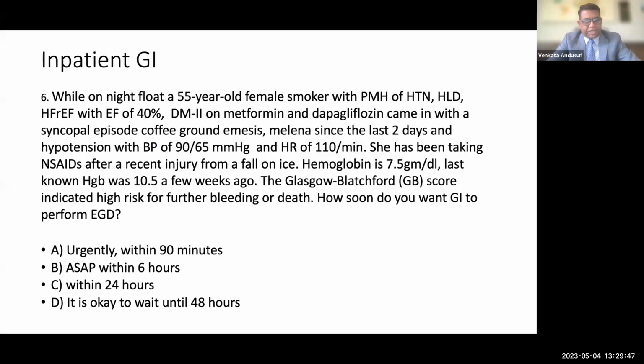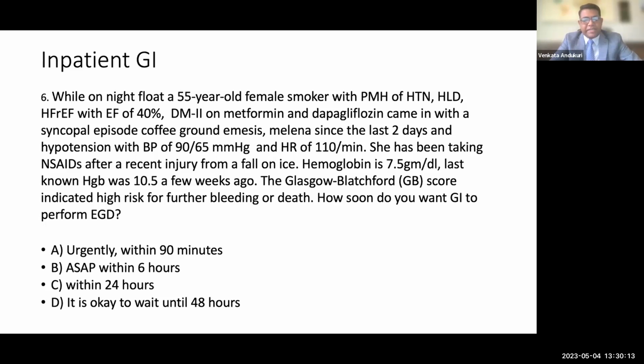So the next one is inpatient GI. While on night float, a 55-year-old female smoker with past medical history of hypertension, hyperlipidemia, HFrEF with EF of 40%, diabetes on metformin and dapagliflozin came in with a syncopal episode, coffee ground emesis, melena since the last 2 days, and hypotension with a blood pressure of 90/65 and heart rate of 110.